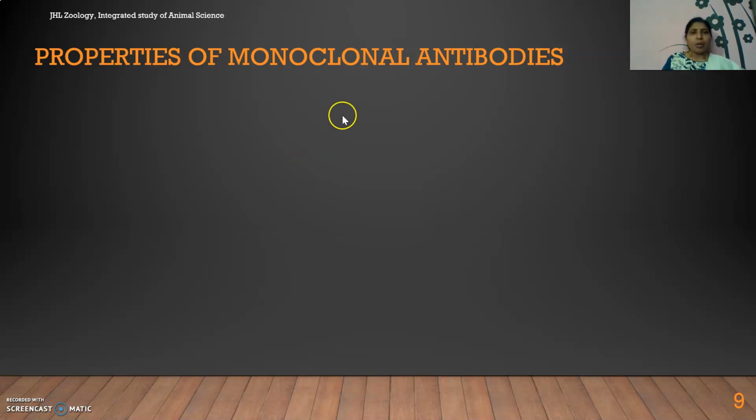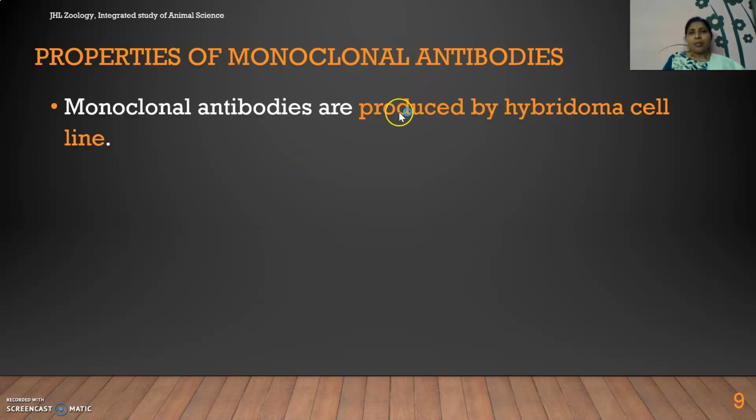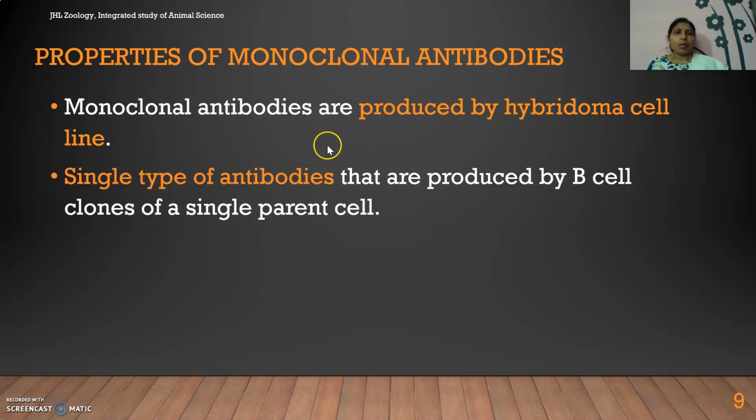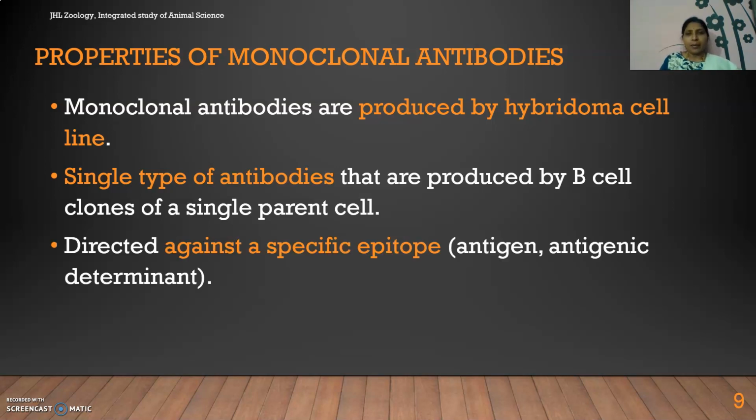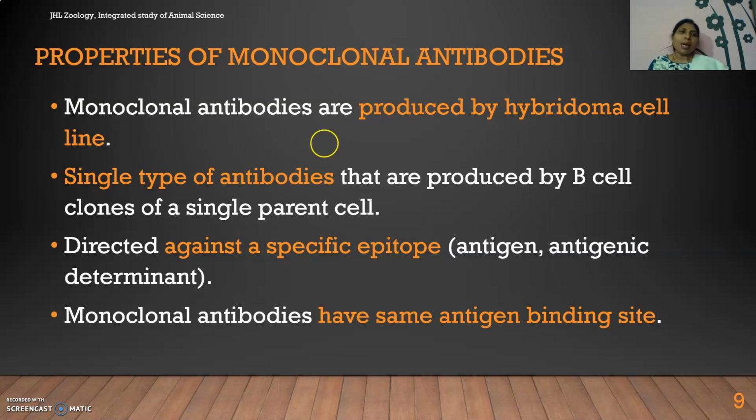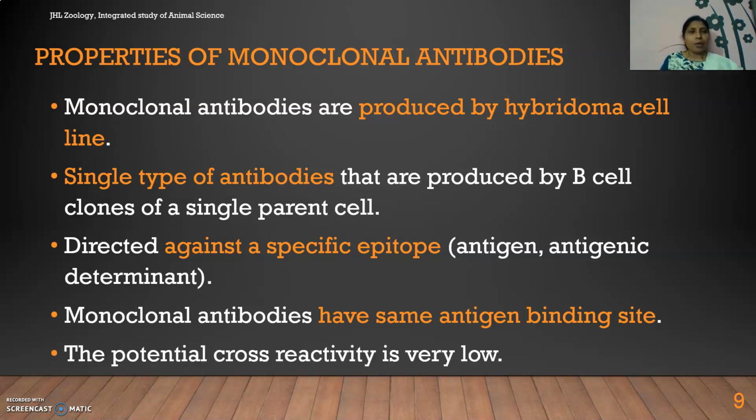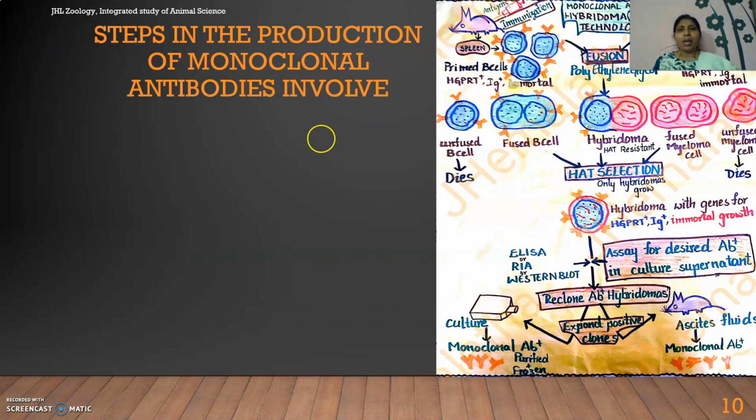Let us now see the properties of the monoclonal antibodies. So, the first property is they are produced by the hybridoma cell line. They are the single type of antibodies that are produced by B cell clones of a single parent cell. They are directed against a specific epitope, a specific antigen or antigenic determinant. Monoclonal antibodies have the same antigen binding site. The antigen binding site is the same for all the monoclonal antibodies produced from a single parent cell. The potential cross-reactivity is very low between the monoclonal antibodies.